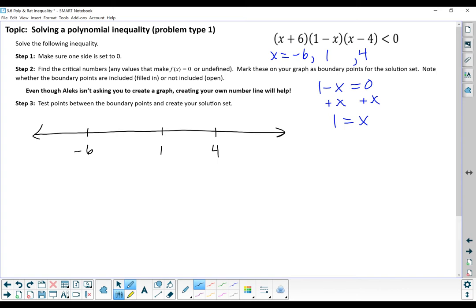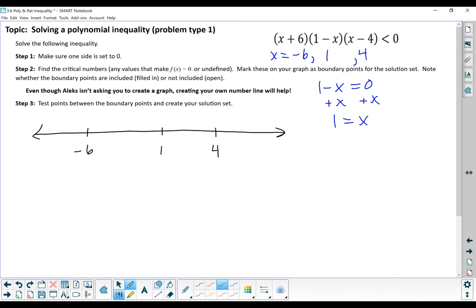Make sure you get those in the right order. I've been known to make an error like putting things in the wrong order, like accidentally putting a -4 and then a -6. So just be really careful on your number lines to get them in the right order.